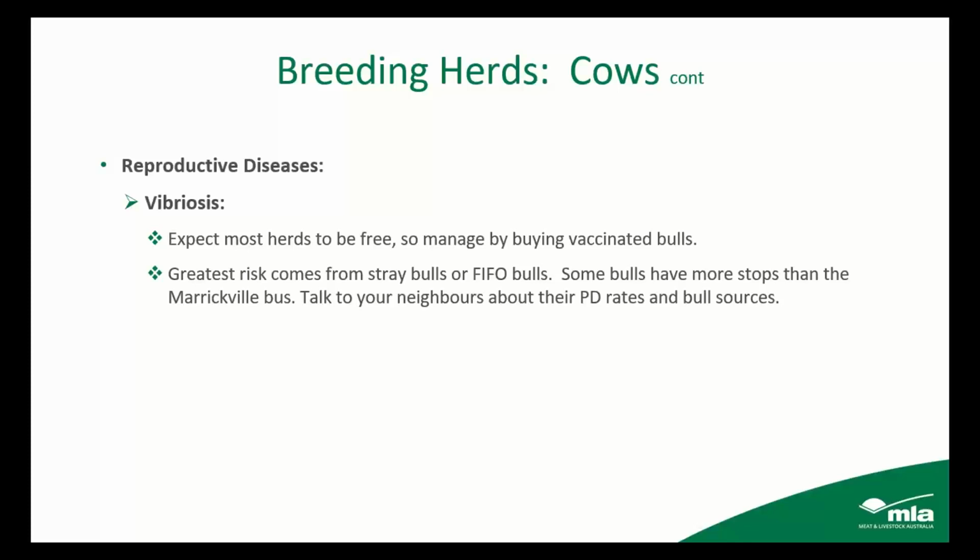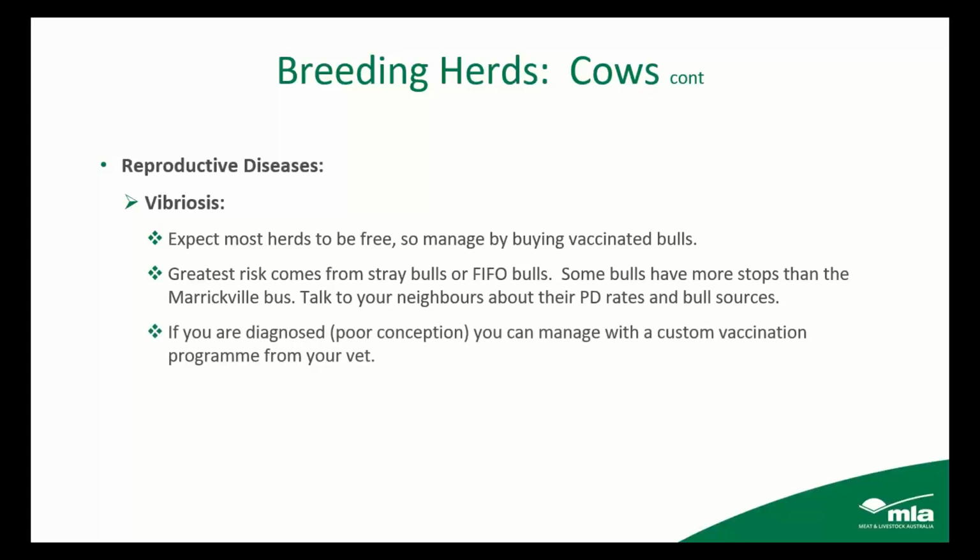If they're down to billy-o with no apparent reason, maybe have a bit more of a conversation about what their bull sources are, and if you think there's any risk of vibriosis, then you may speculatively vaccinate your cows, but the bulls are the greatest risk.